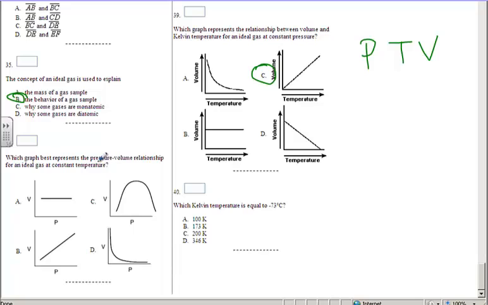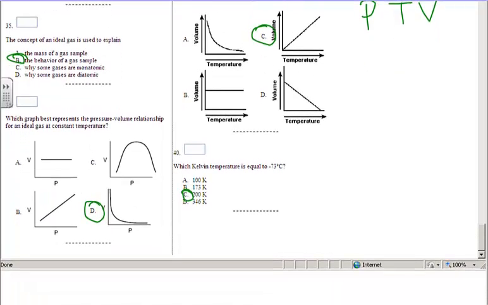Which graph represents the pressure-volume relationship when we're at constant temperature? So using this, put your finger on the temperature. If pressure increases, volume decreases, so it's an inverse relationship, so we're going to go with D, inverse. Okay, and which Kelvin temperature is equal to negative 273? We add 273 to that to get 200 Kelvin.